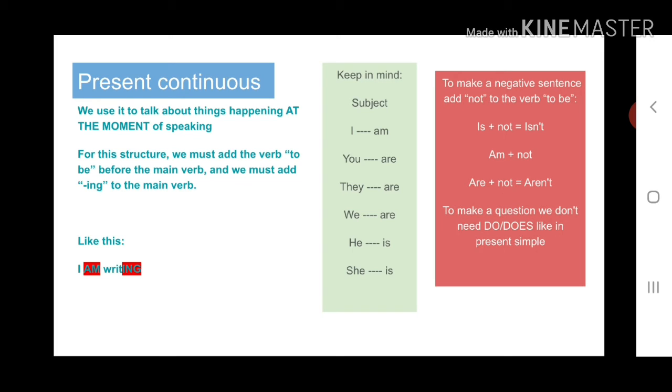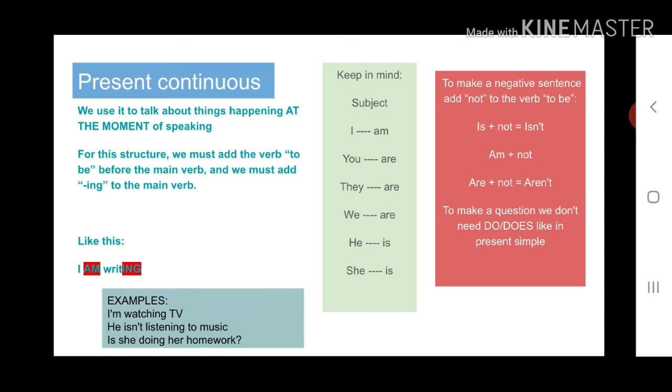To make a negative sentence, you have to add not to the verb to be. So is, you add not, and it transforms into isn't. That's how generally we see it. You add not, and it's just simply am not, because we cannot make it any shorter than that. Are plus not, it becomes aren't, okay? To make a question, you don't need to use do or does like in present simple. Keep this in mind. You just use the verb to be as your auxiliary verb, okay?